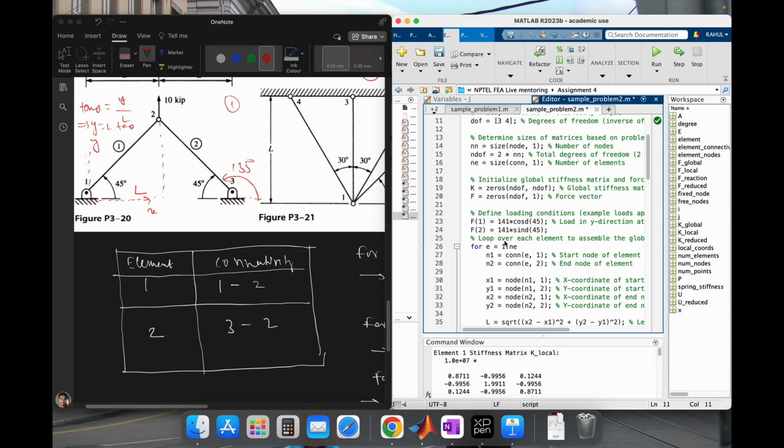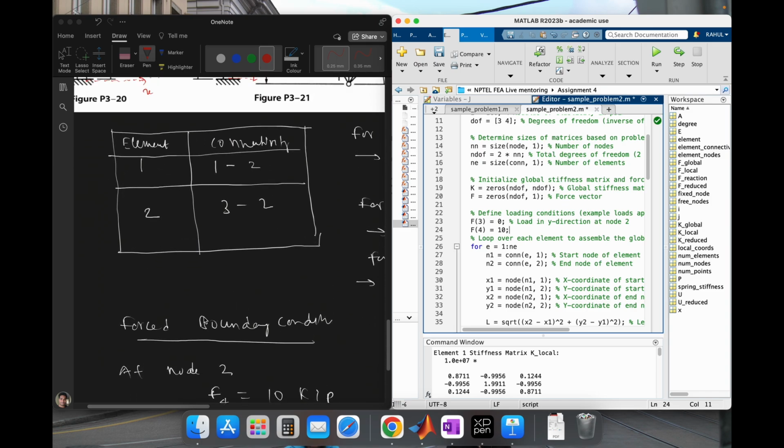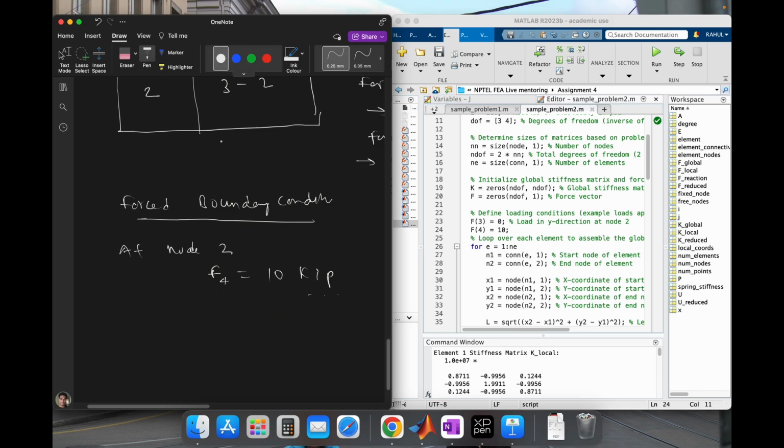Now we will move to the force boundary condition. Here you can see that the force boundary condition is only at node 2, so we have to write F3 as 0. And for F4, that is completely in the upward direction, so I can write 10. This is the force boundary condition imposed only at node 2. That's why I have written F3 equal to 0 and F4 equal to 10.